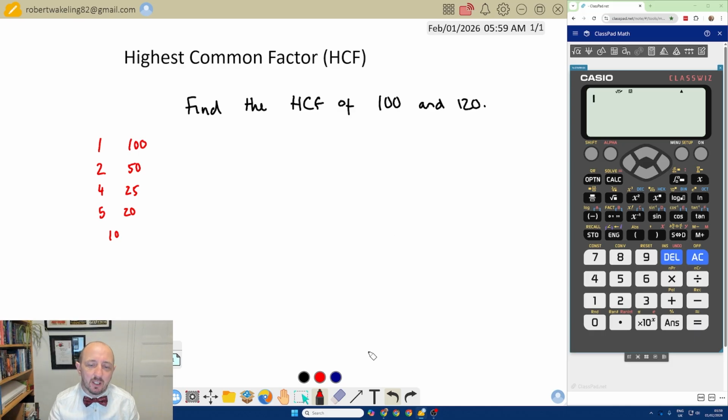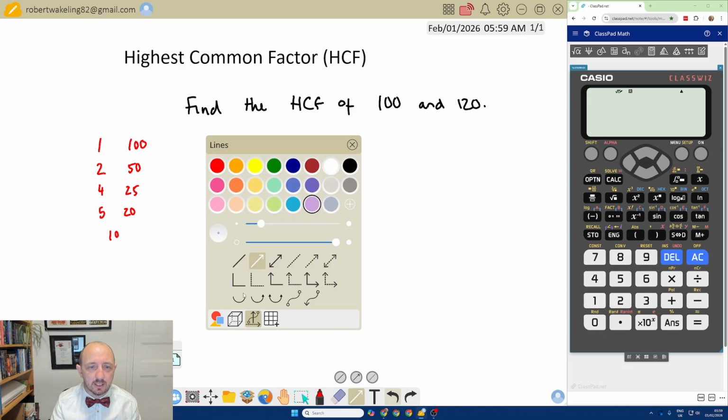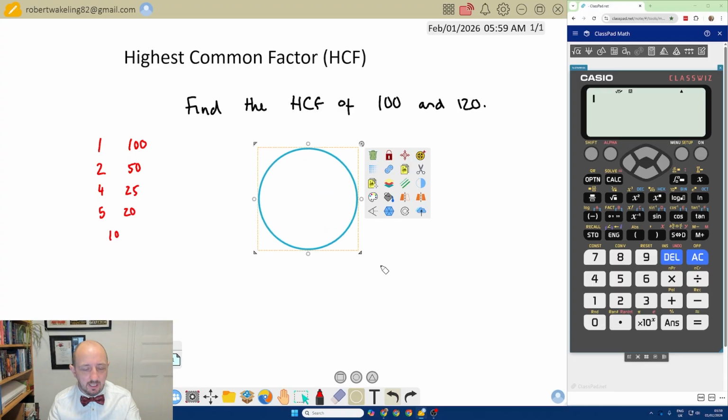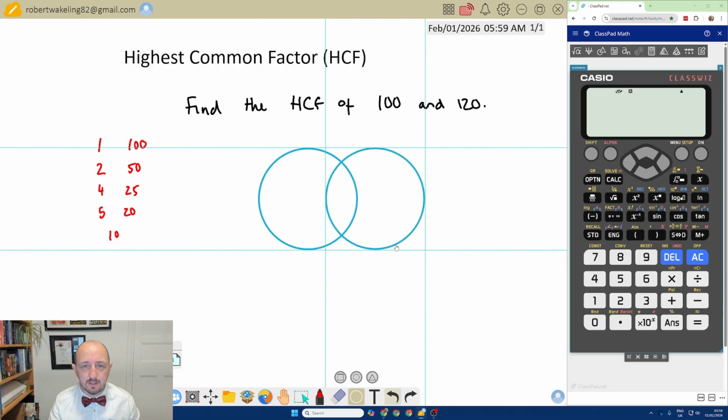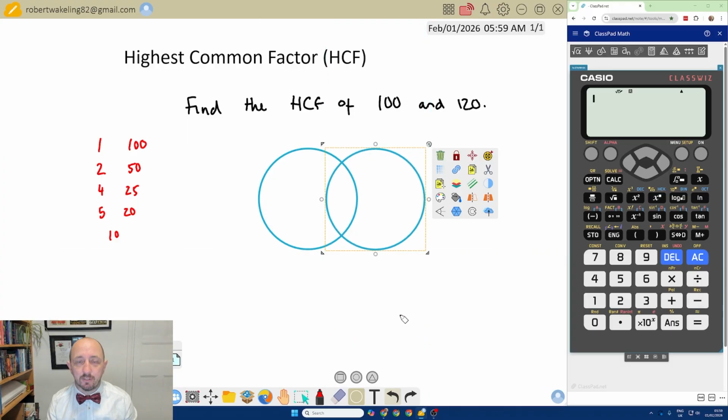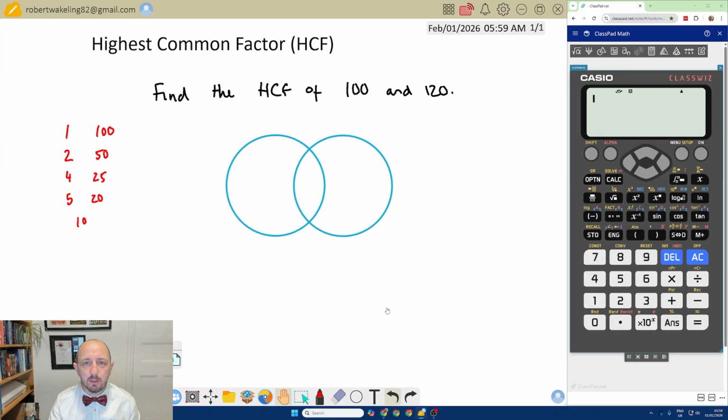There's loads. So instead of that, we use a Venn diagram, and we put in the prime factors. You can refer to a previous video to look at the prime factors, but I'm going to assume that you know how to do that at this stage. I can get these off the calculator by pressing equals and then shift fact. If your calculator has a fact button, 2 squared times 5 squared. So 2, 2, 5, 5. That's going to go in my 100 circle.